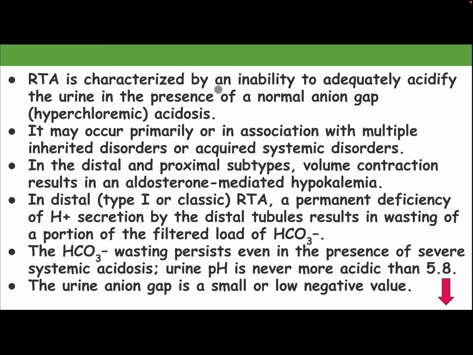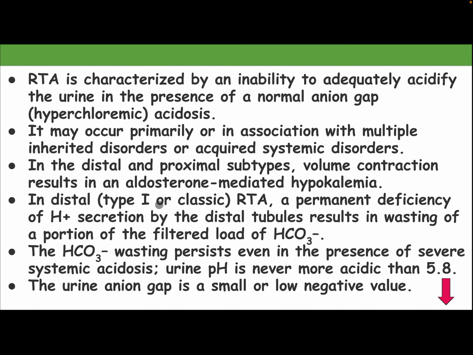RTA is characterized by an inability to adequately acidify the urine in the presence of a normal anion gap, hyperchloremic acidosis. It may occur primarily or be associated with a multiple inherited disorder or acquired systemic disorder. In the distal and proximal subtypes, volume contraction results in aldosterone-mediated hypokalemia.